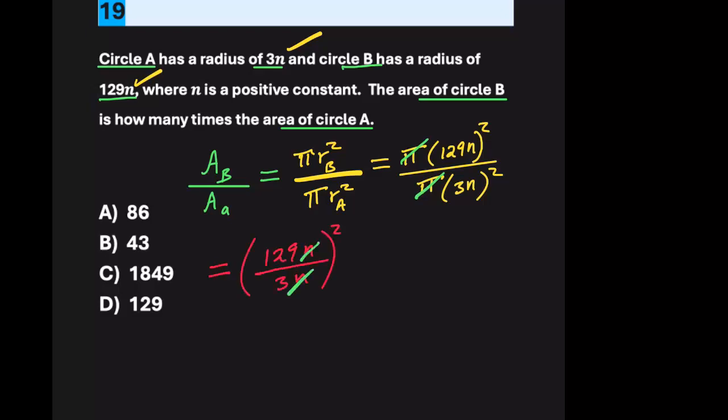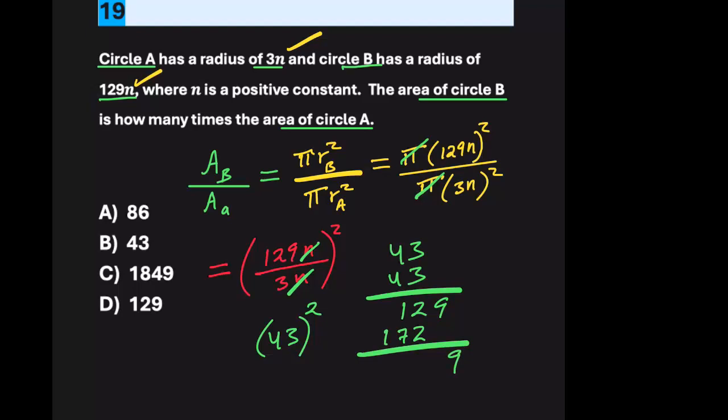So the n and n cancel out. And 129 divided by 3 is 43. And we have a square here. 43 times 43, we have 9 over 12. 4 times 4 is 16 plus 1 is 17. So we have 9, 4, 8, 1. And the answer is right here. Let's move to the next one.